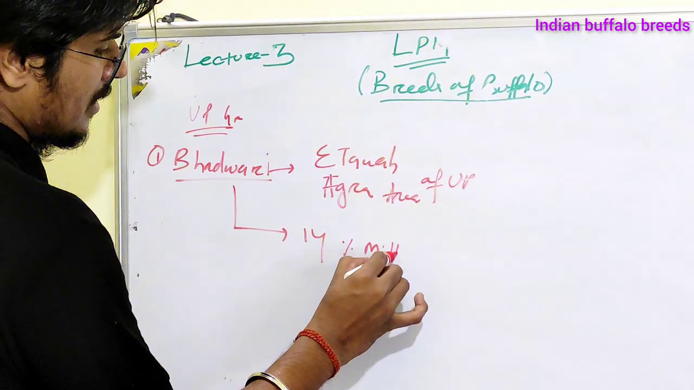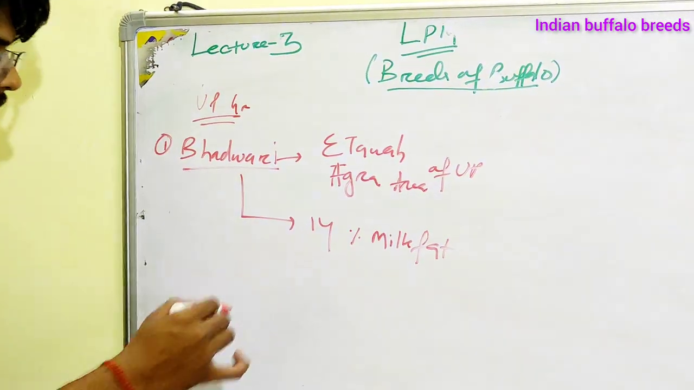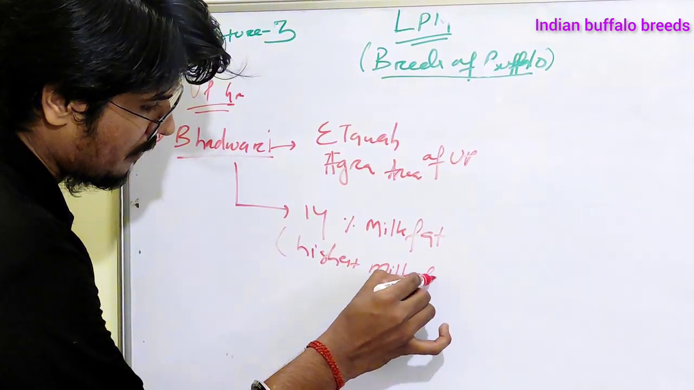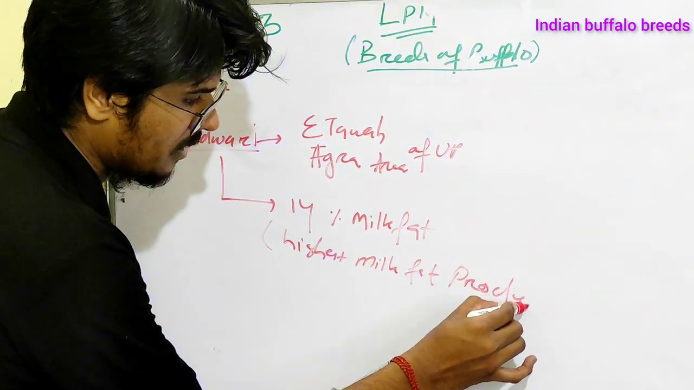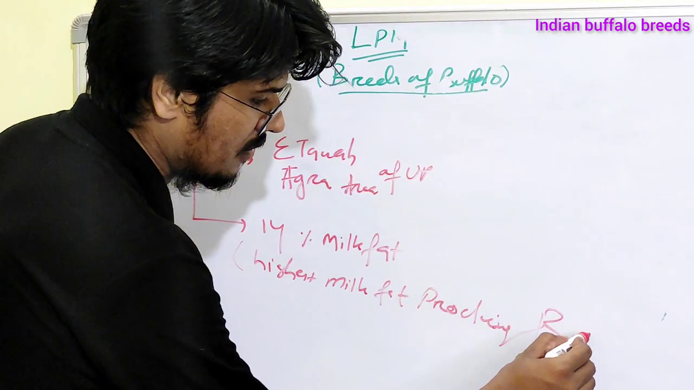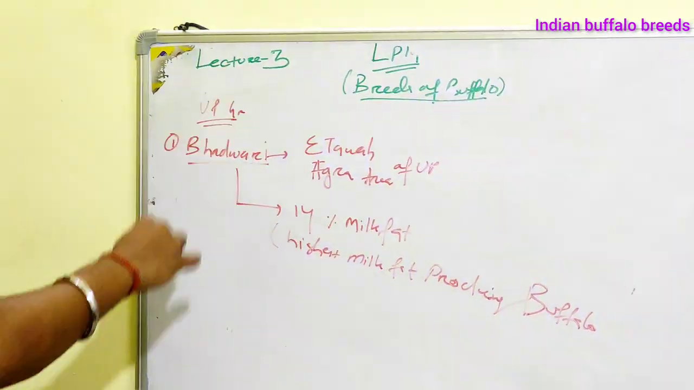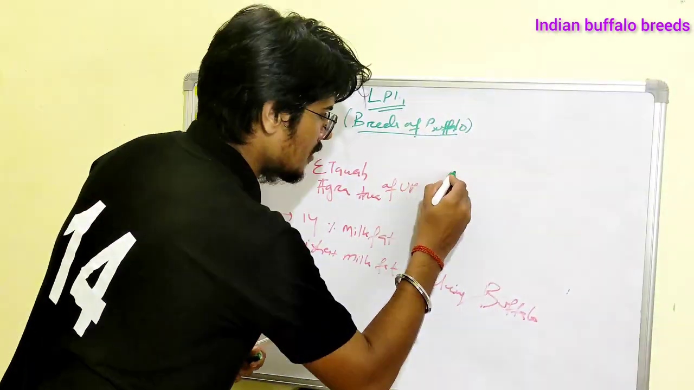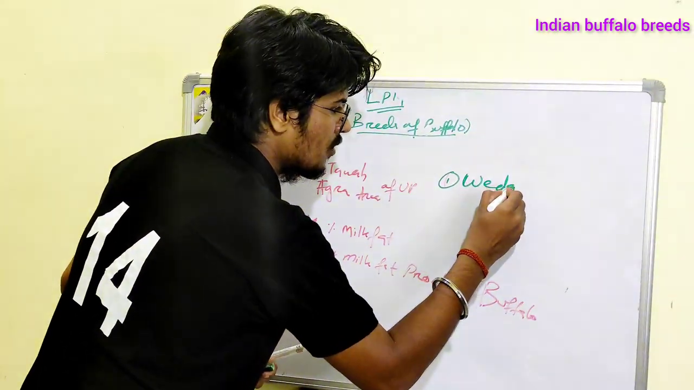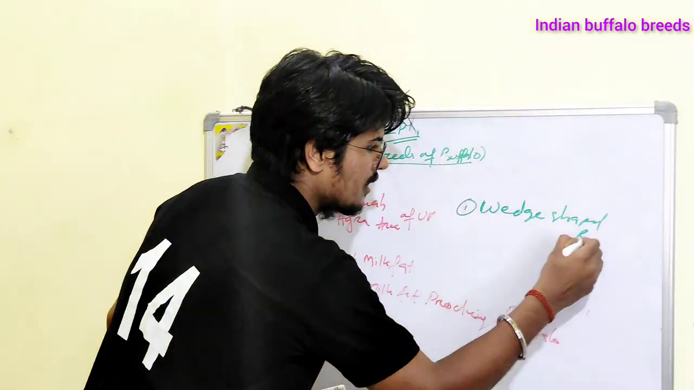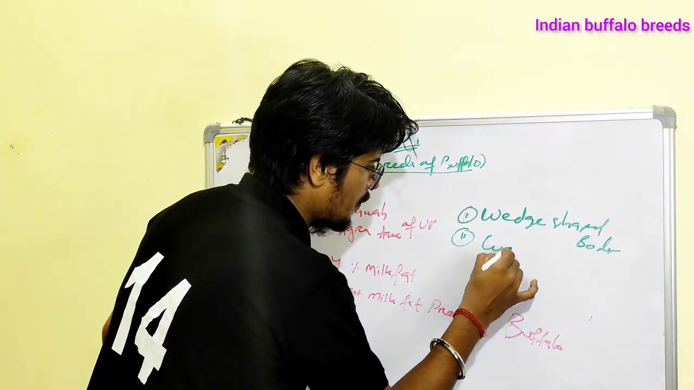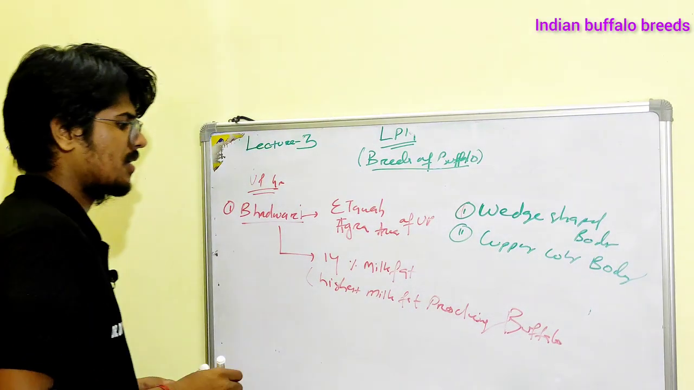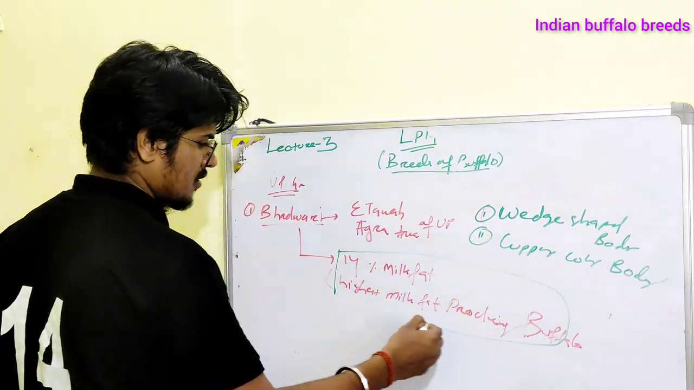The important characteristic of Bhadawari is 14% milk fat, highest milk fat producing buffalo. Okay, along with this other important characteristics like wedge shaped body, copper colour body. Okay, out of this, milk fat is important.